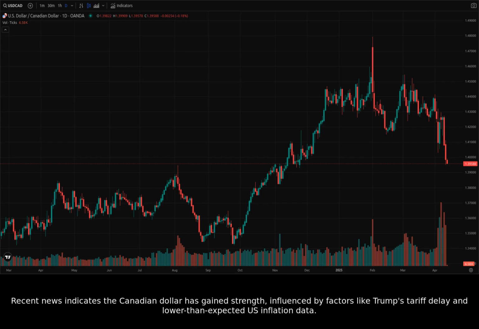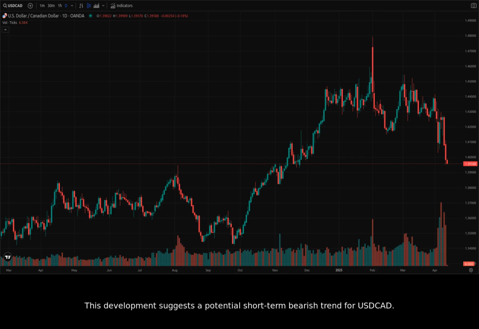Recent news indicates the Canadian dollar has gained strength, influenced by factors like Trump's tariff delay and lower-than-expected U.S. inflation data. This development suggests a potential short-term bearish trend for USDCAD. Let's dive into the charts.